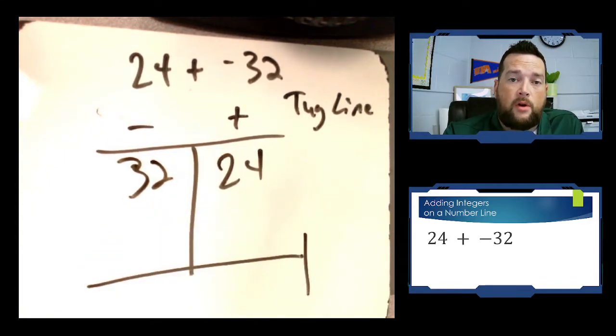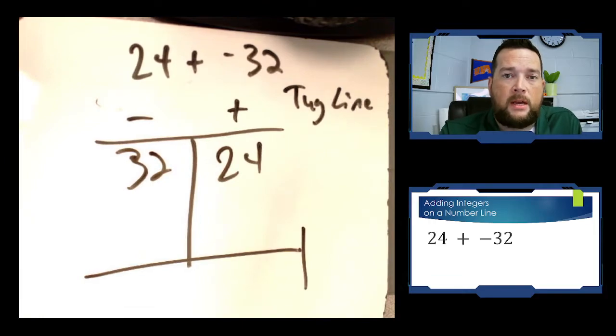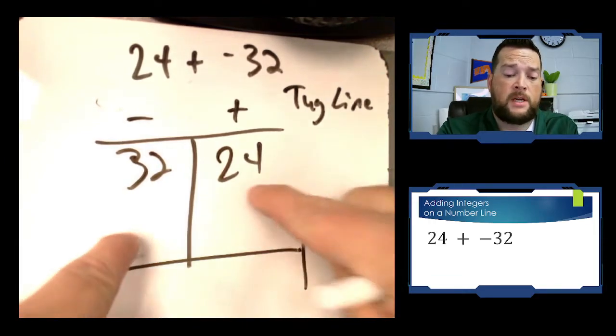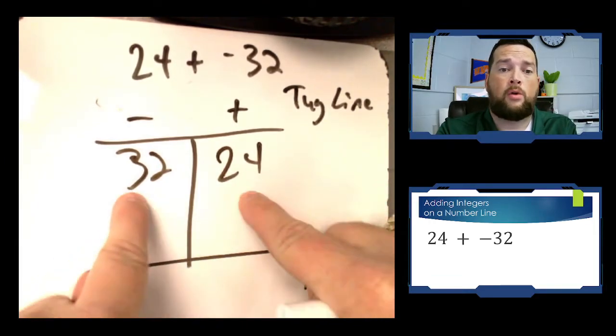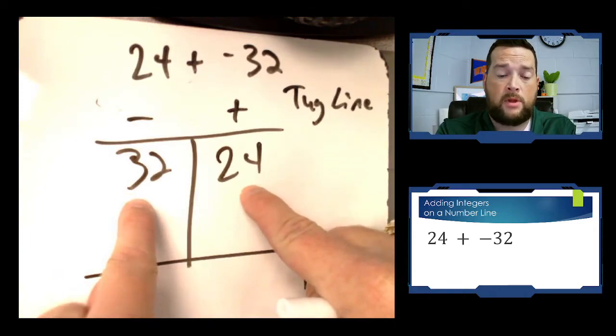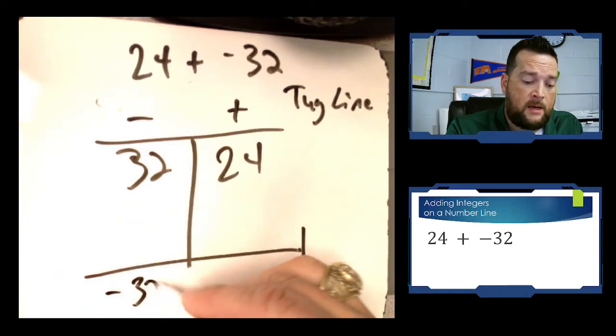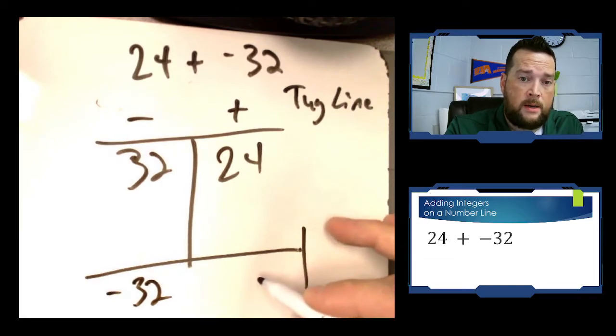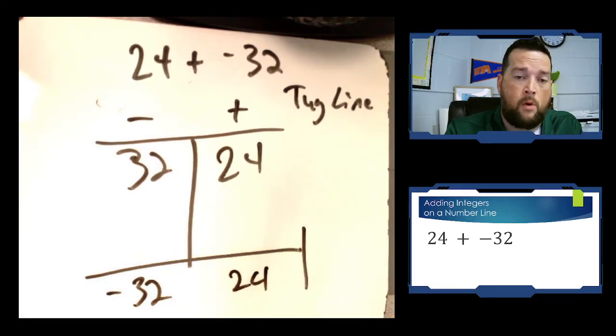Then once you get them on their individual teams, you add up your team totals, which is really easy for this one because you've got only one number that's negative and one number that's positive. So the team total for the negative side is negative 32. The team total for the positive side is 24, all right?